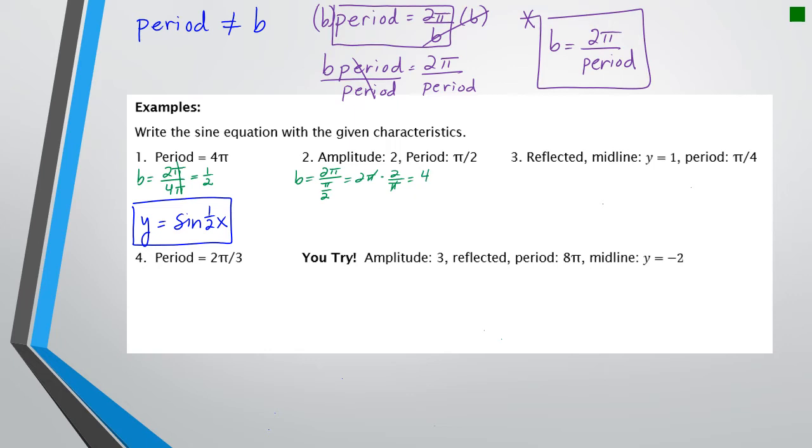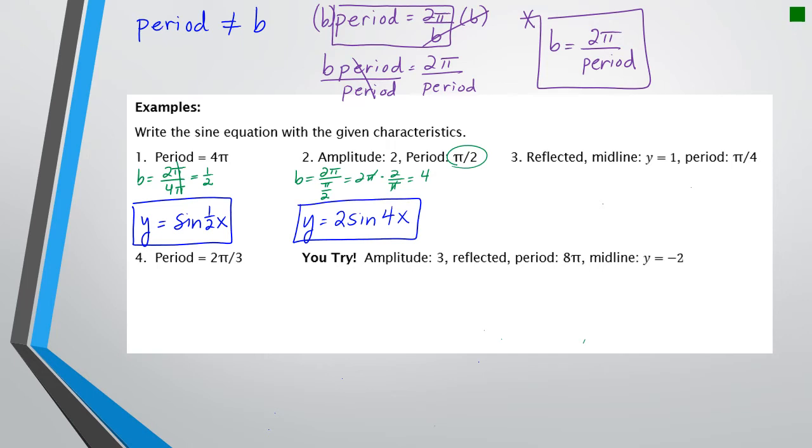And again, just kind of be thinking, if you look at this, period is small, so b should be big. Okay? So you can kind of double check your work as you're going. Now this one has an amplitude of 2, so I need a 2 in front of sine, and then my b number goes after sine but before x.